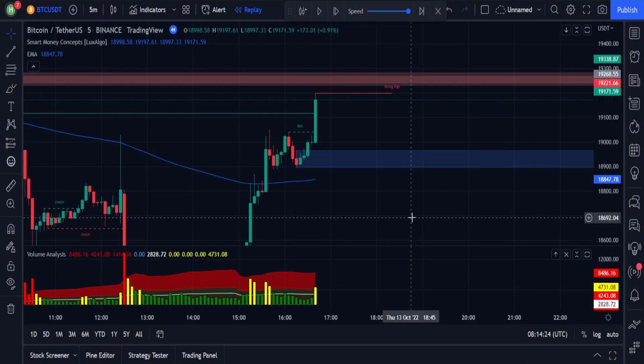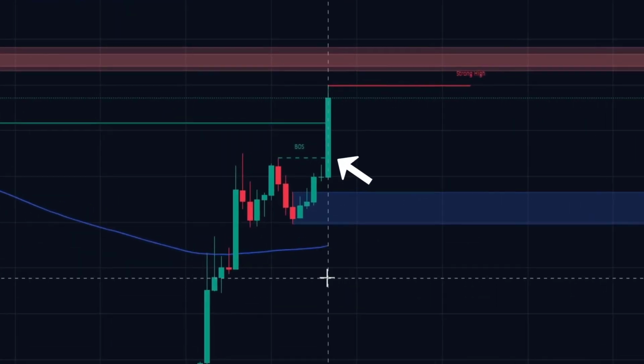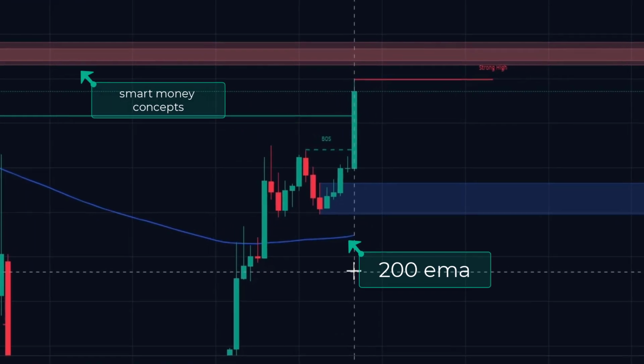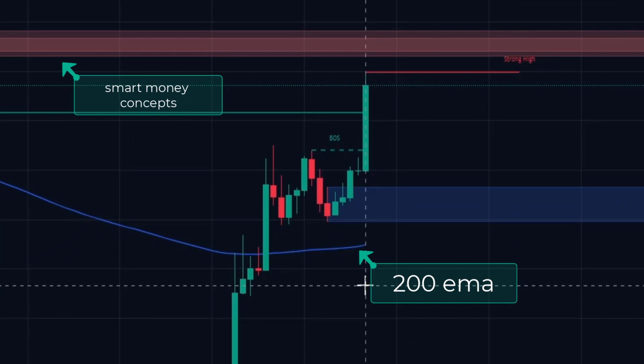So these are the conditions for entering buy trades. First, the price action must be closed above the EMA. Second, the indicator must print a bullish break of structure label. This is a sign that the price action broke above the most recent swing high. Third, the indicator must also spot a new bullish fair value gap.